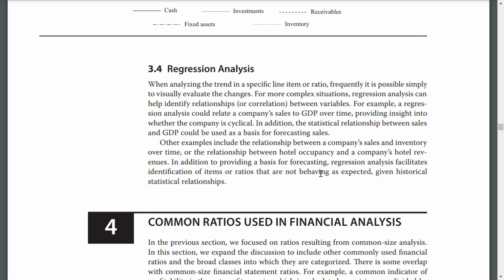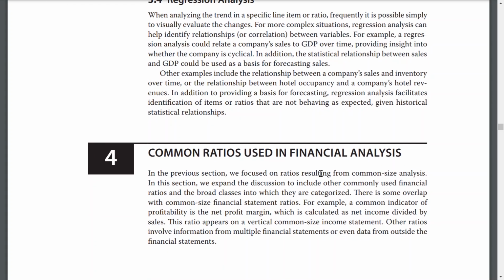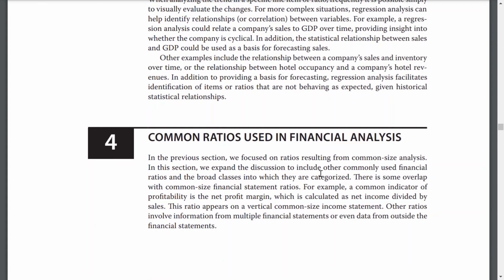Other examples of this relationship are between the company's sales and inventory over time, or the relationship between hotel occupancy and a company's hotel revenue. In addition to providing a basis for forecasting, regression analysis facilitates identification of items or ratios that are not behaving as expected given historical statistical relationships.